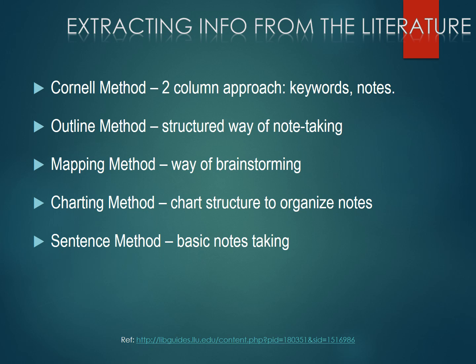The Cornell method uses a two-column approach with keywords and notes. Outline method is a structured way of note-taking. The mapping method, as we saw earlier, is a way of brainstorming. Charting method with chart structure and organized notes. And then just the sentence method with basic note-taking.